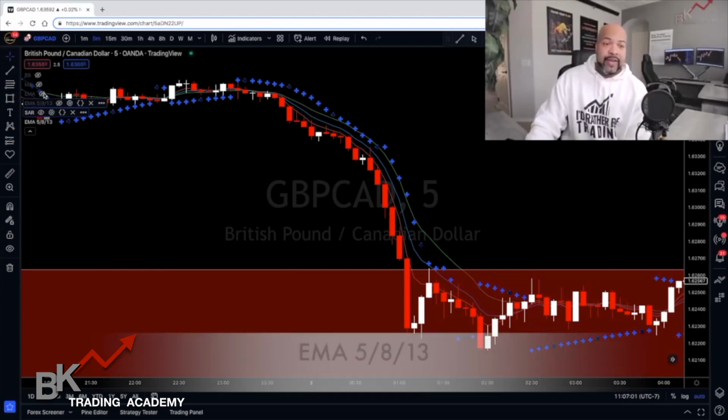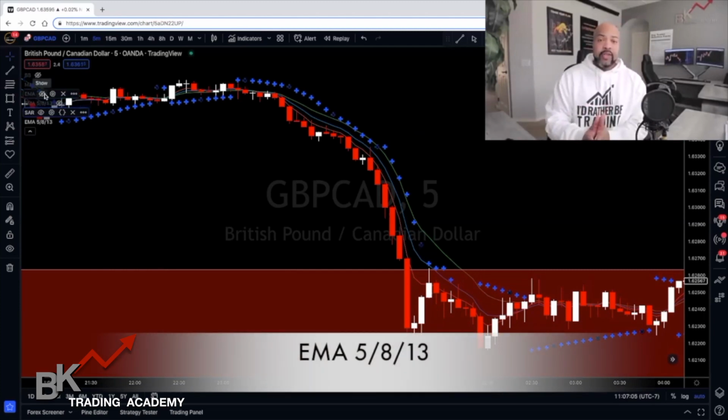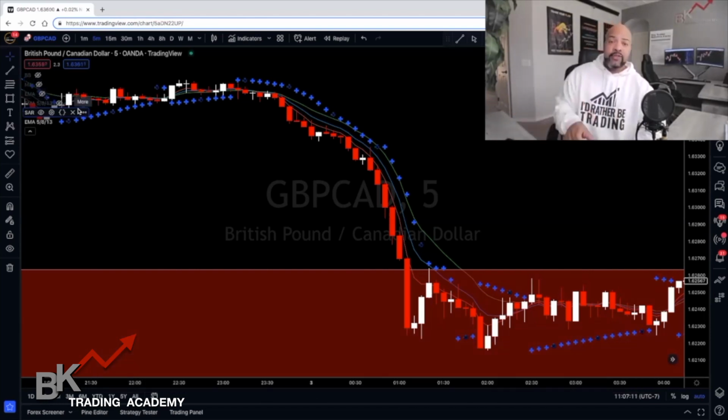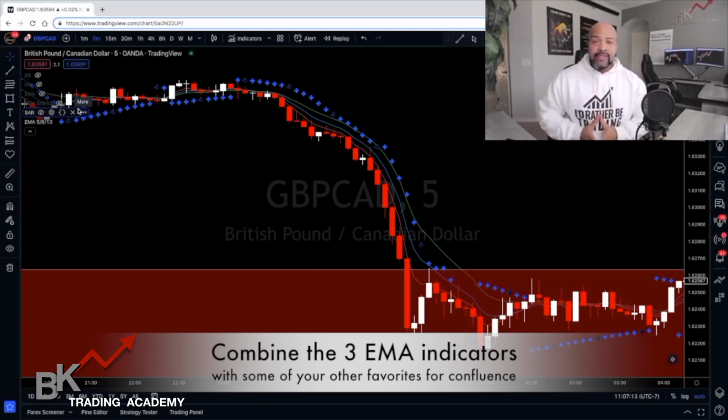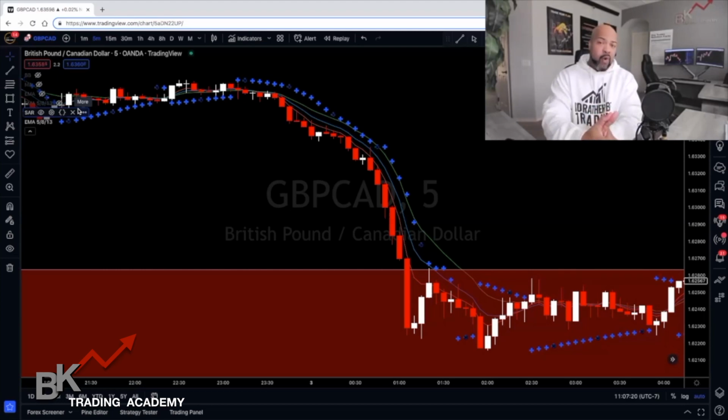So you're going to click your EMA and then you're going to choose EMA 5/8/13. It color codes it all for you, and then your Parabolic SAR. You can even use this strategy with the RSI or the MACD as well. As long as you have something else in confluence that shows you that everything is pointing in the direction where you want it to go, you can couple that together. So guys, that concludes this particular strategy.